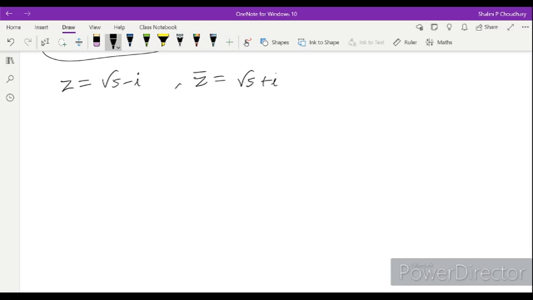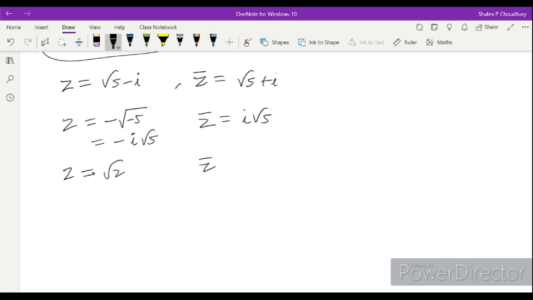That's it. Another kind: if z is equal to 5 minus square root of minus 5 is given, it means what? It means square root of minus will be i and square root of 5 will be root 5. So this is only an imaginary number. So z bar will be equal to i square root of 5, because the sign of the imaginary number will change. Now if z is equal to square root of 2, then z bar will be equal to square root of 2.